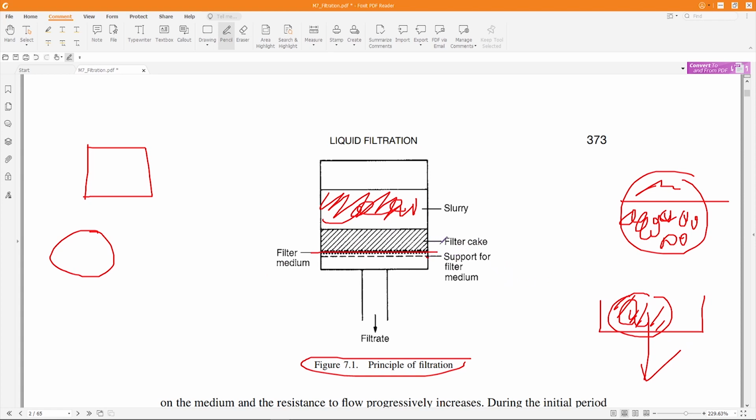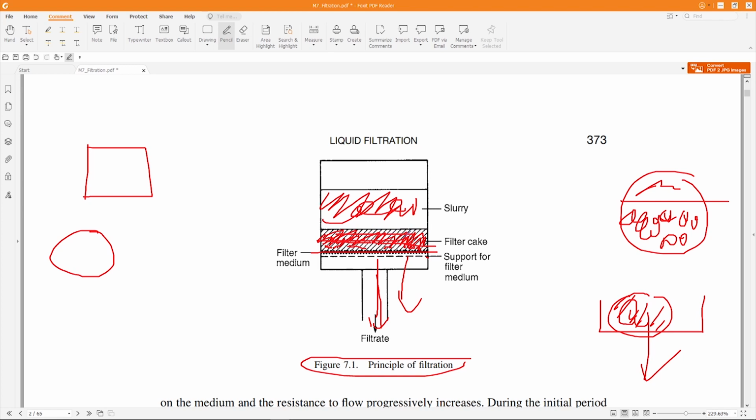Now, what is filter cake? At the start of the filtration, there will be no filter cake. There will be only slurry and your filter medium. So the liquid will pass through this, and that is called filtrate. The liquid will pass through it and the solids will get collected over the filter medium, right? And over time, what will happen? The solid particles will accumulate here, layer by layer, and they will form a kind of cake. So this is called filter cake.